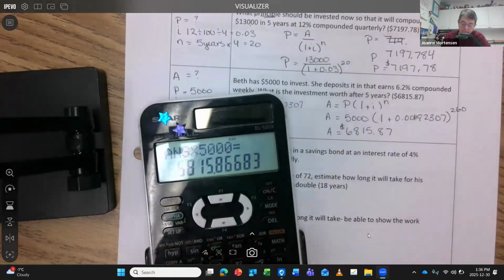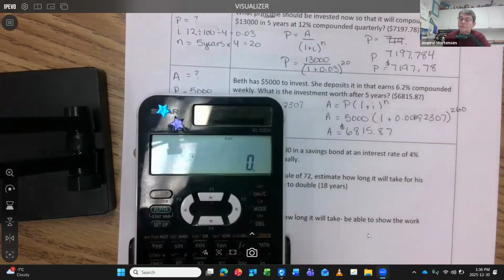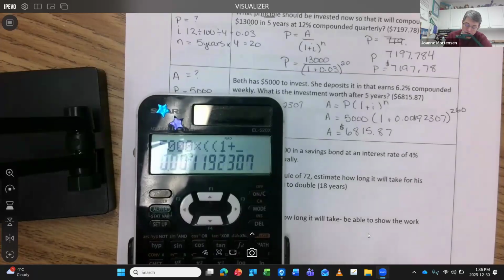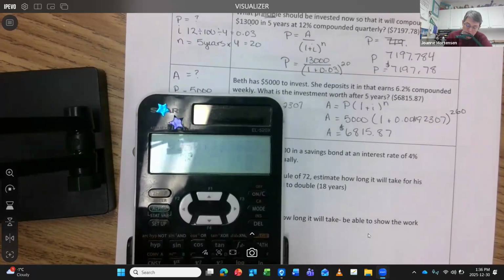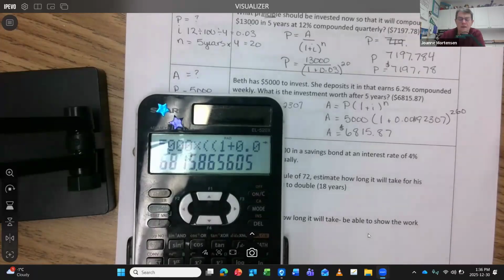Okay. If I do it properly, or just by calculator, 5,000 times bracket 1 plus 0.001192307, close my bracket, exponent 260, close my bracket, and there we go. I don't think I need that double bracket at the beginning, but it still worked. Wow, that was pretty awful. Sorry, my bad.